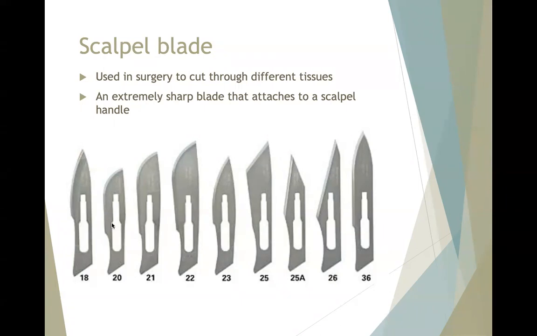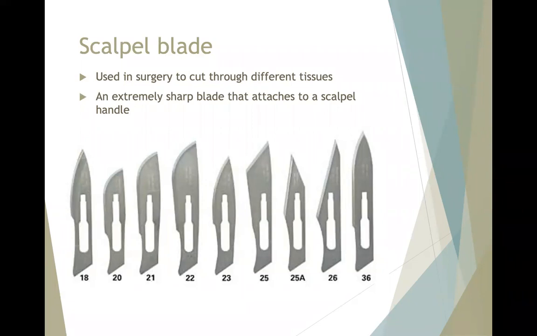So looking at the difference in size from 20 to 22, the blade is exactly the same. The curvature is the same. Everything is the same. The only thing that's different is how large this blade is. So of course, if you're operating on a kitten or a smaller patient versus if you're operating on a horse or livestock, you're going to size your blades accordingly.